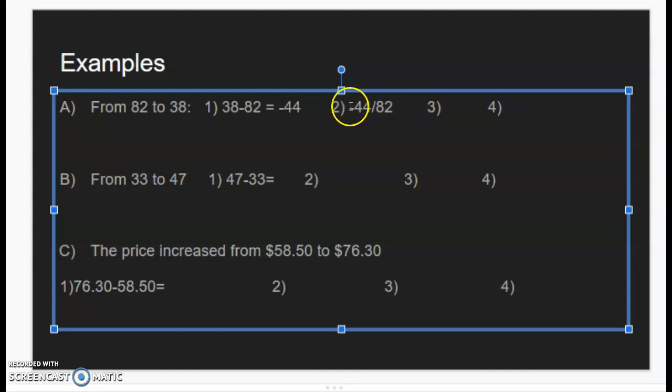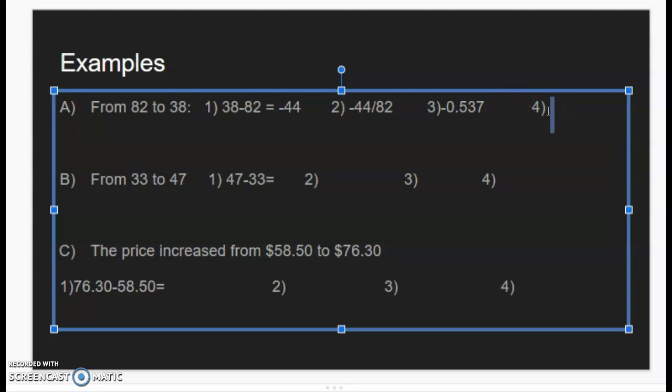Anyway, now I'm going to do the calculation. I'm going to divide in my calculator negative 44 divided by 82, and I'm going to get a negative 0.537 rounded. Make sure you are rounding to that last decimal place. So look at the number that comes out in your calculator. In this case, it was negative 0.5365. So 6 rounds to 7.